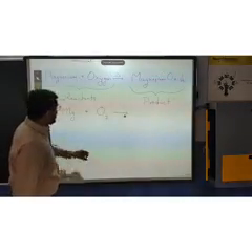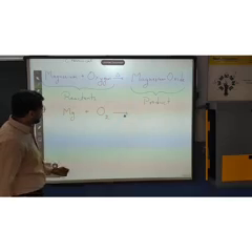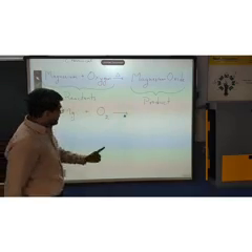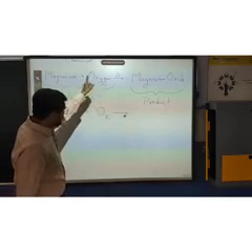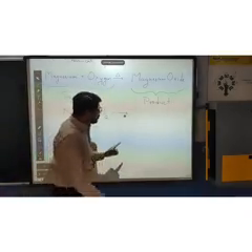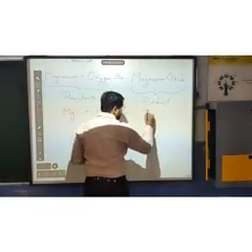Now, this is exactly a word equation converted into shorter form. Shorter form can be written in symbols. The symbol of magnesium is Mg. O2, oxygen is a dioxygen gas, so we are writing O2. What is the product? Product is MgO.